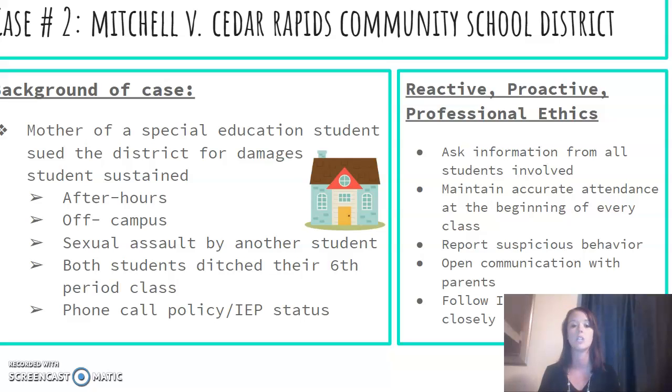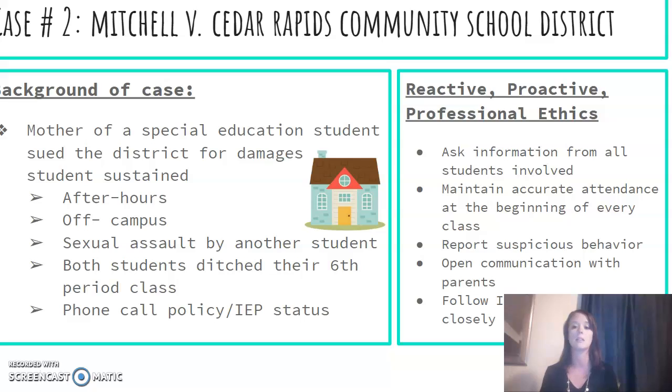It had briefly mentioned in the case that there was another student who walked home with those students and saw the rape happen, but never reported it. So just trying to get as much information, maintaining accurate attendance at the beginning of every class, making sure that you're taking attendance and being in touch with the parents as soon as possible. I think reporting any suspicious behavior, it wasn't really indicated other than that student who went home with them, that anybody else at the school or teachers were aware of what was happening.